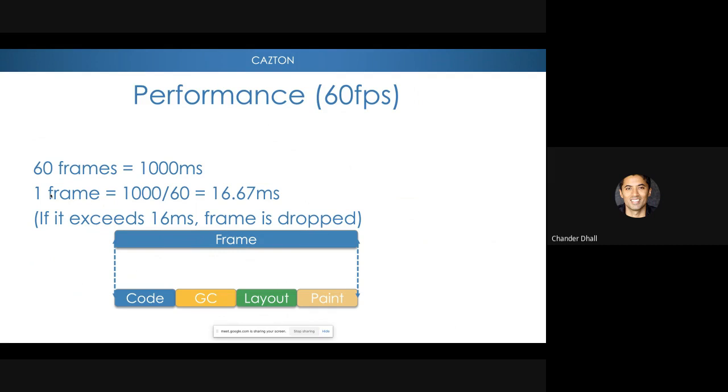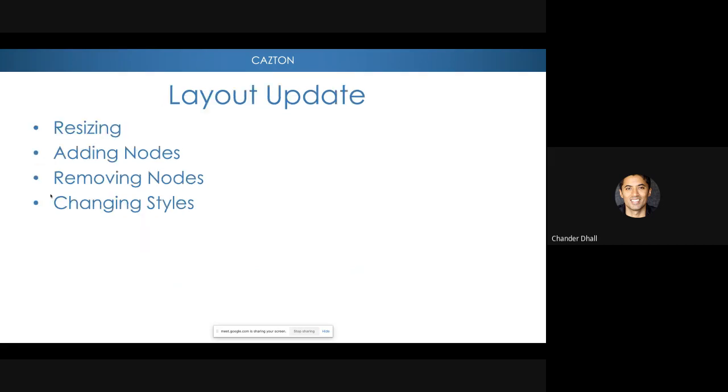Now, is everyone familiar with a frame? As you can see, there are 4 things in a frame. So whenever a frame executes, you have code, garbage collection, layout, and paint. And when does a layout update happen? Layout really is calculations of changes on the page. So for example, you resize a window, you add, let's say, a detailed page.